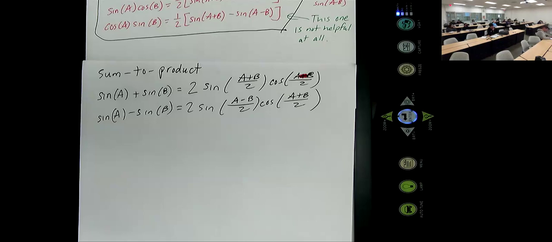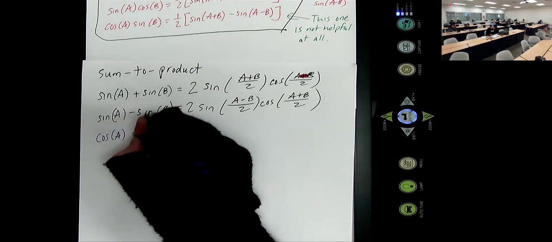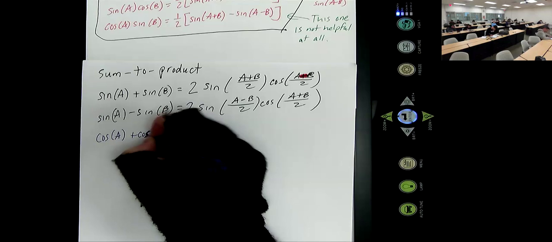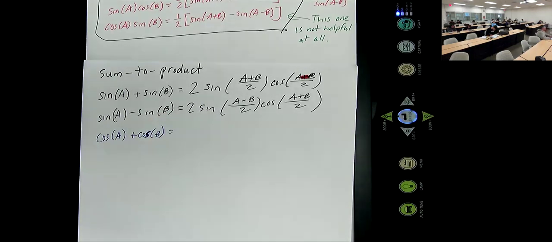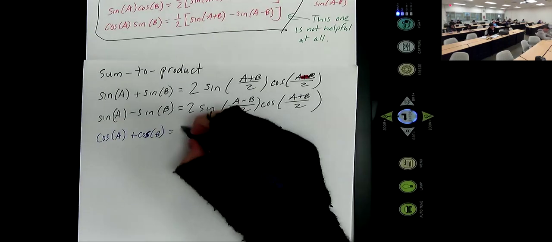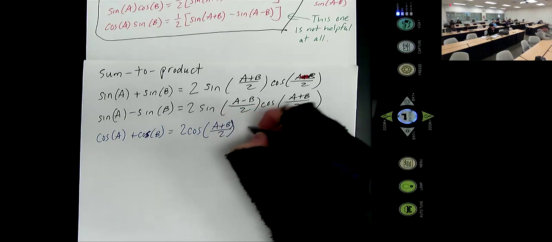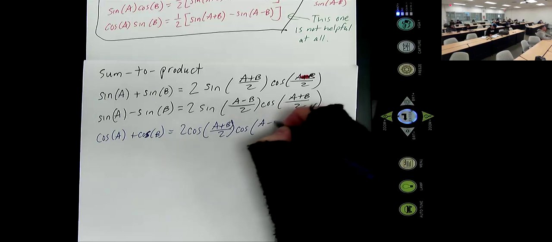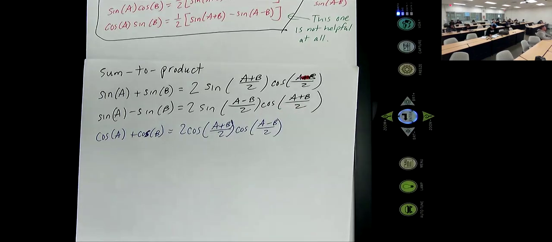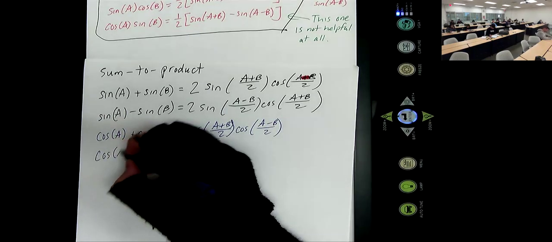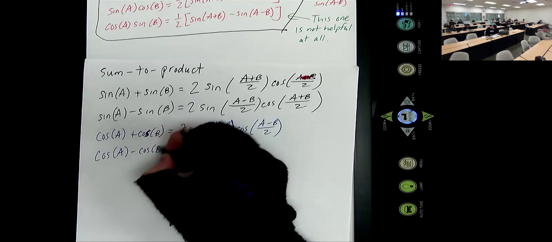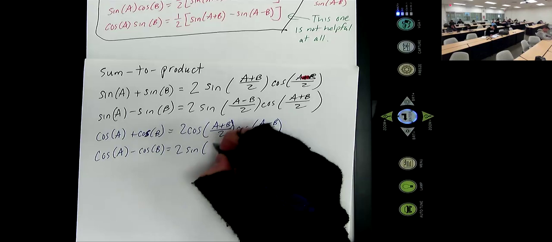And then we've got two for cosine. We've got cosine A plus cosine B, and this one results in both cosines: cosine of (A plus B)/2 and cosine of (A minus B)/2. And then cosine of A minus cosine of B is the last one, but they're both sines.